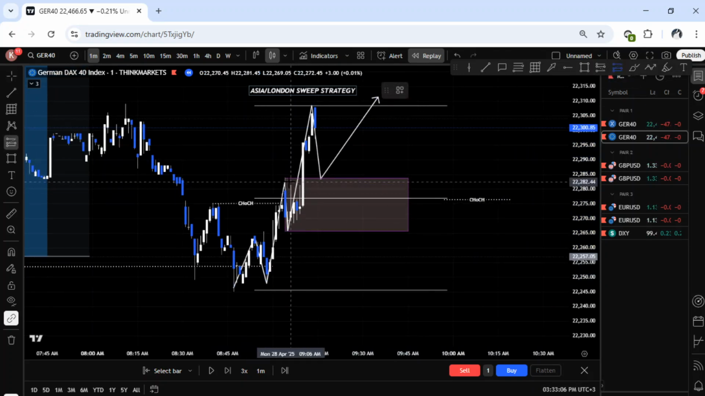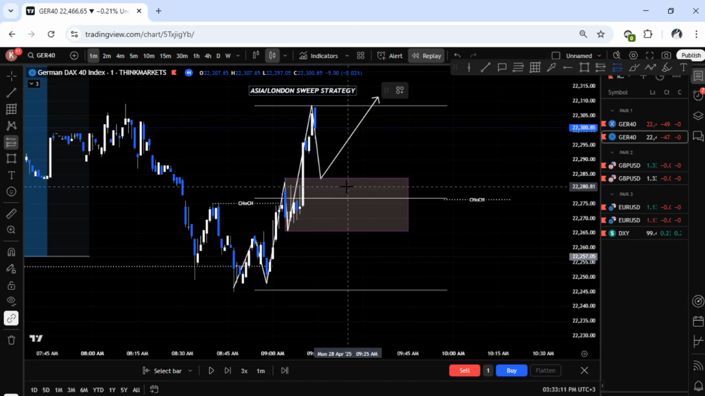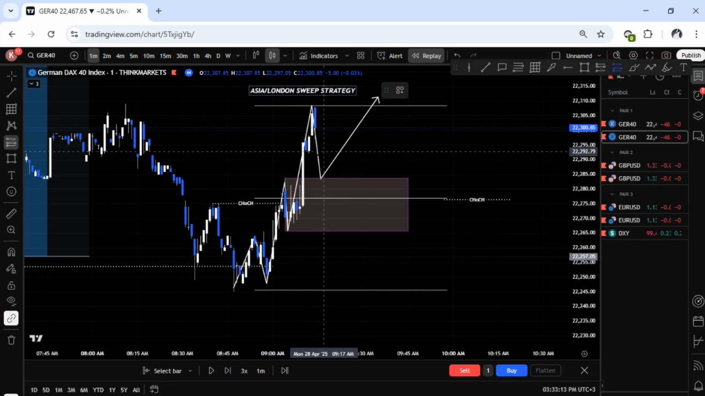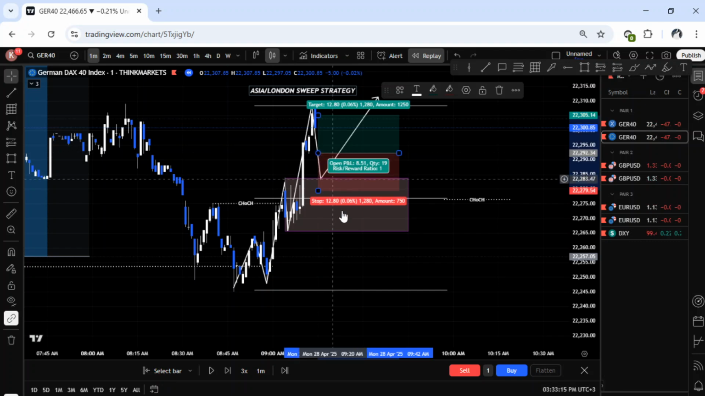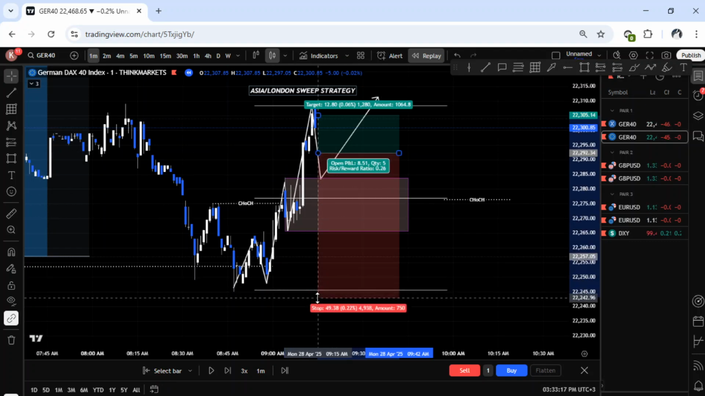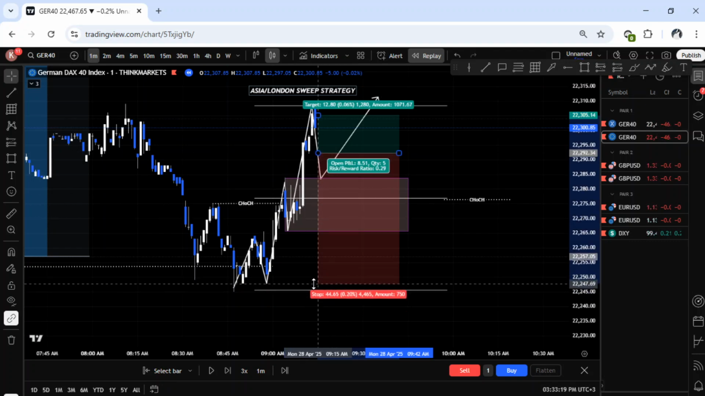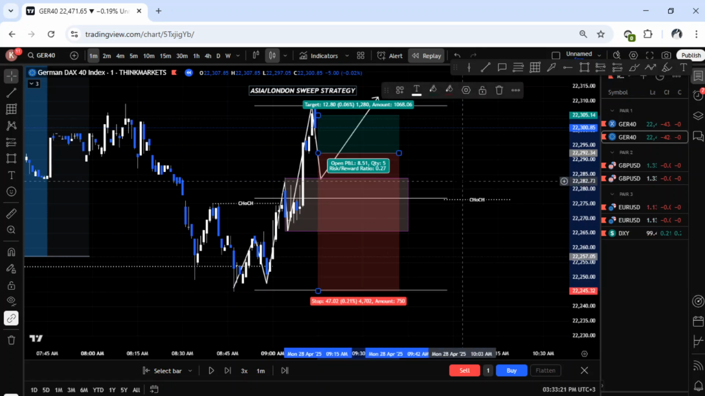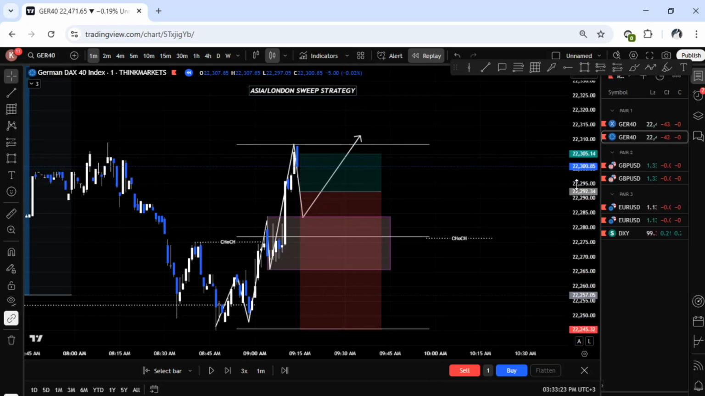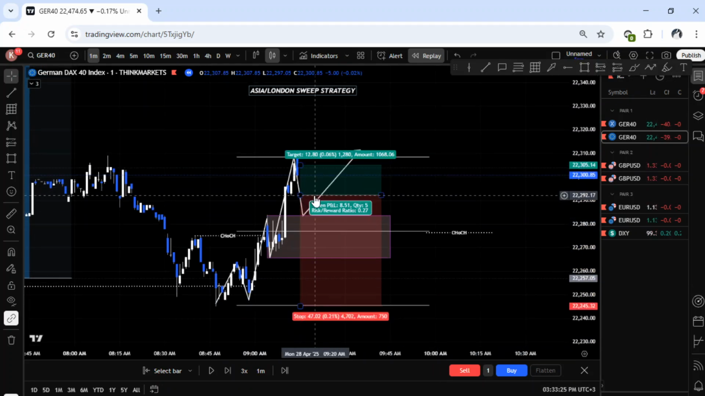but I just prefer to take it at this order block around here, or I refer to an IFC. Doesn't matter. You can even take it at the fair value gap here. It doesn't matter, provided your stop loss is covering the low here, or at least this one. So it should be covering everything. Then you target at least a 1 to 3. So if you took it at this fair value gap, it is still valid.